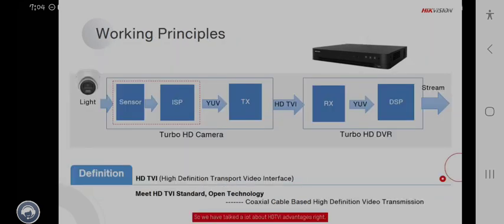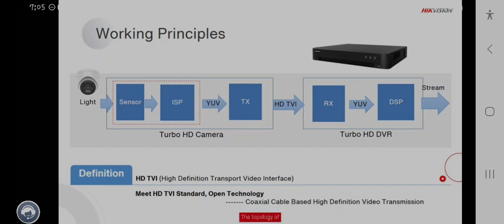So, we have talked a lot about HD TVI advantages, right? But the question is, what does HD TVI mean? Here we got the definition. HD TVI means High Definition Transport Video Interface. Actually, it is a kind of analog video transmission protocol, and for Hikvision analog products, we just take the protocol and put it into use. Generally speaking, any company, if they also use the same standard TVI protocol, their devices can work with Hikvision Turbo devices directly.